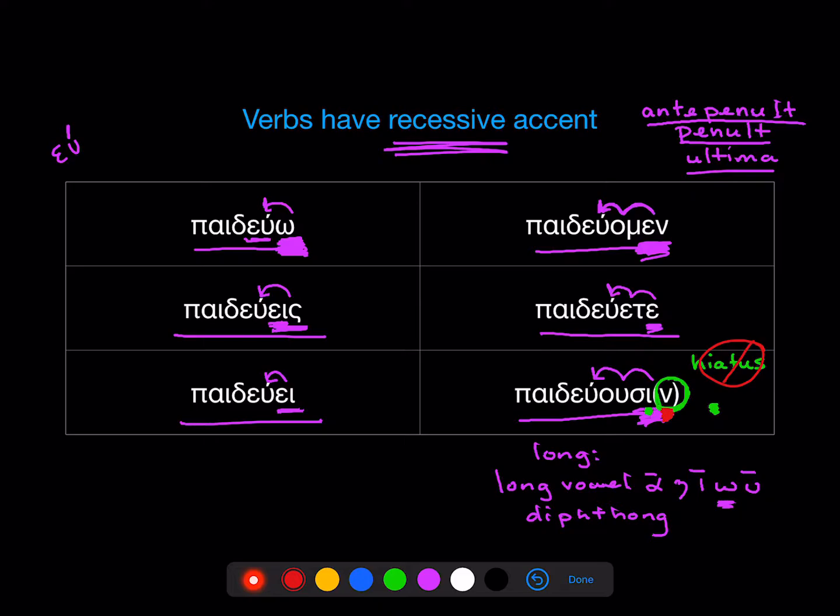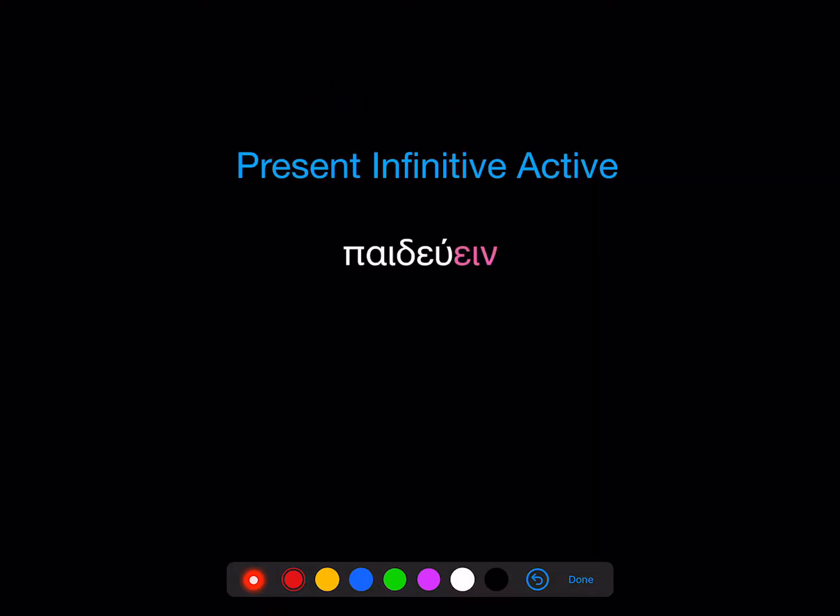We'll also use the movable nu at the end of a sentence. Okay, it's like in English, we say a banana, but an orange, because we want to prevent hiatus by putting this n in there. Okay? All right, so that was the present indicative active. Let's look at the present infinitive active. So there's that same stem, paideu, with the present infinitive active ending ein, paideuein.